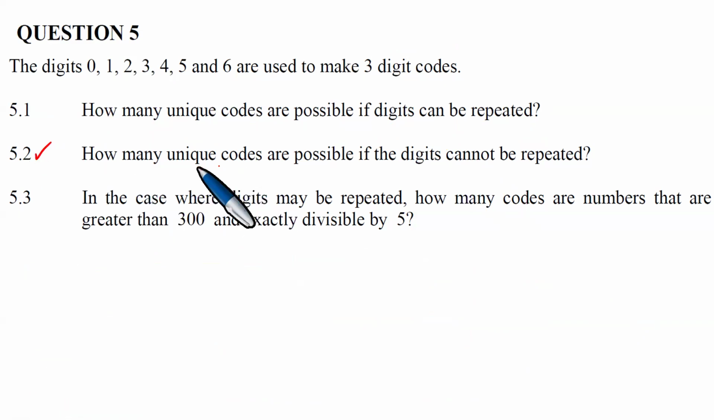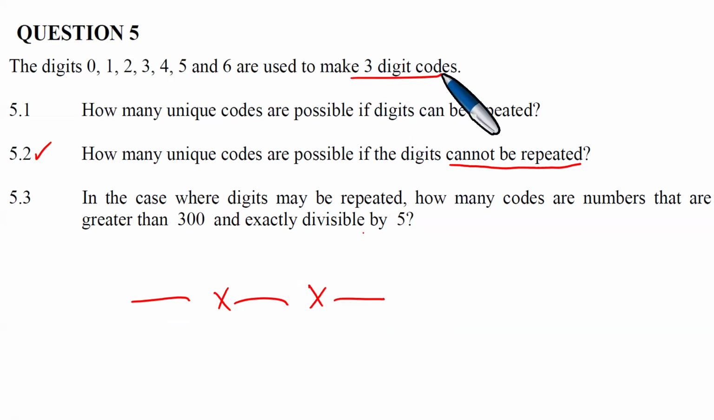5.2, how many unique codes are possible if the digits cannot be repeated? This time around, we're saying, hang on, we can't repeat the digits. So in other words, we're going to have position 1, 2, 3 for 3-digit codes: digit 1, digit 2, digit 3. But these cannot be repeated, meaning that codes are not numbers. These are codes.